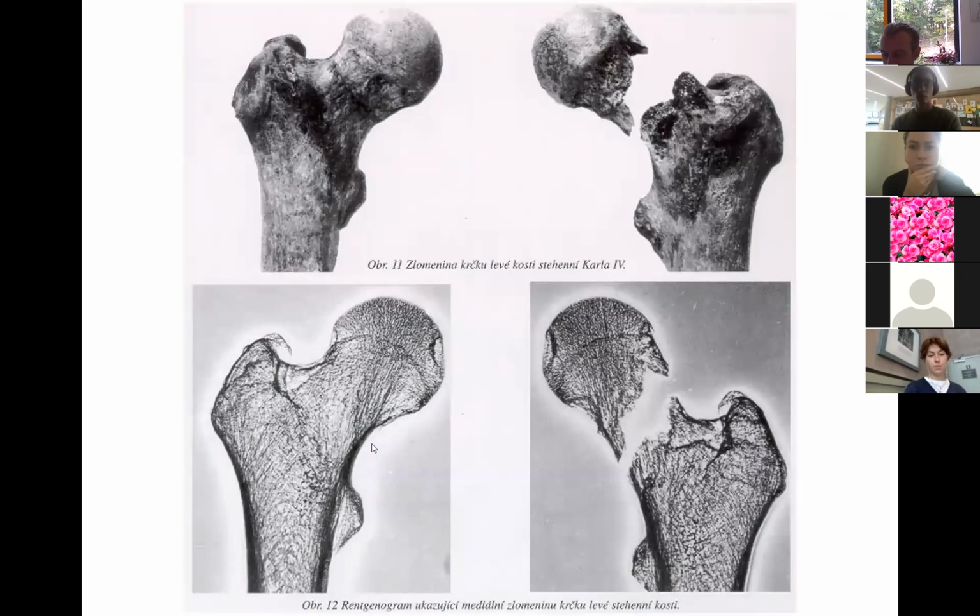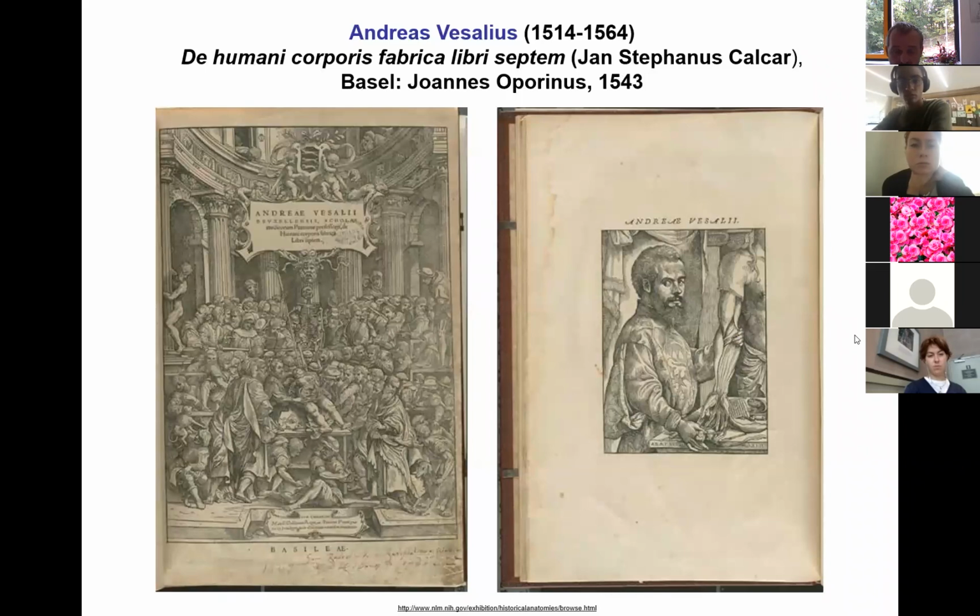And he died after a fall from a horse. He suffered from a fracture of the neck of the thigh bone. So this then led to his death. Here, just to show you the most famous anatomical atlas.